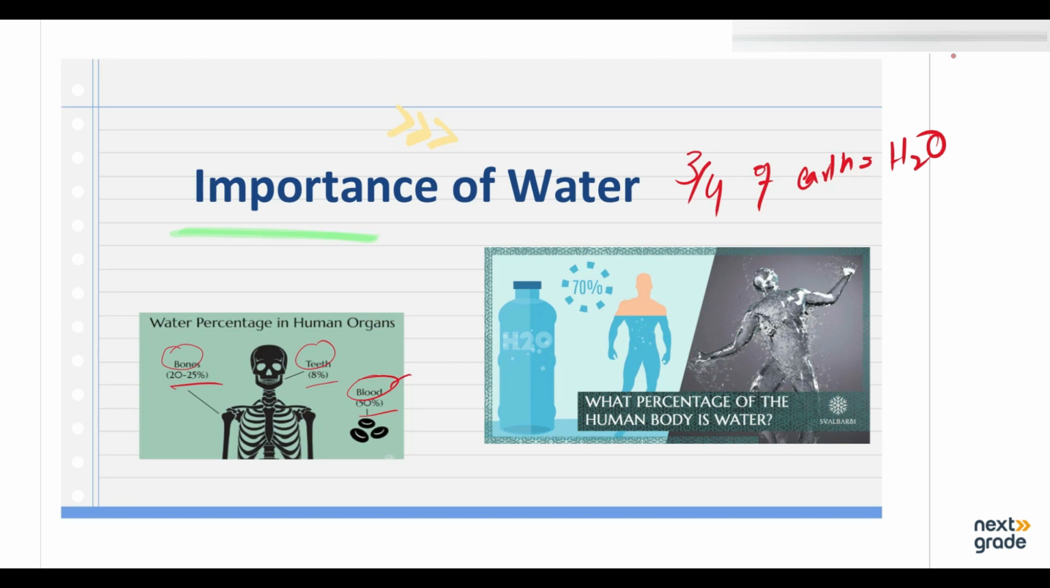Human tissues contain about 20% of water, right? And 85% of the water is present in the brain cells.